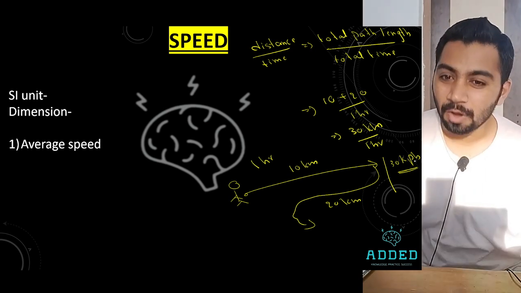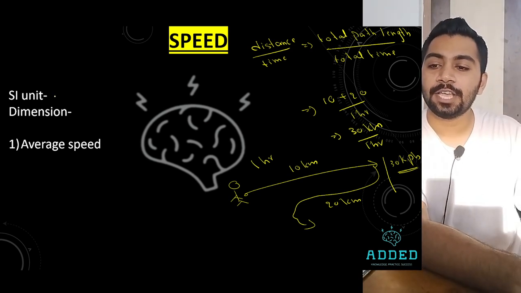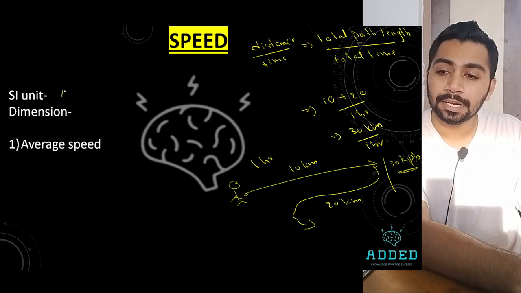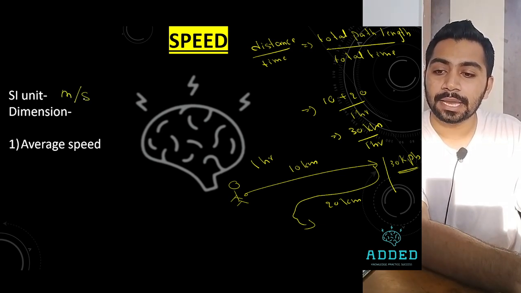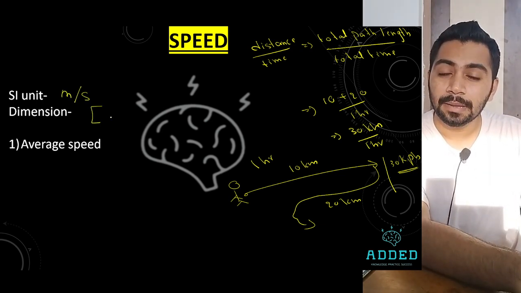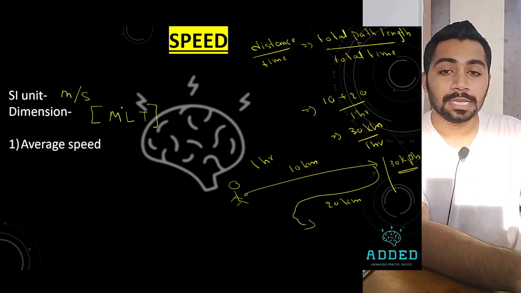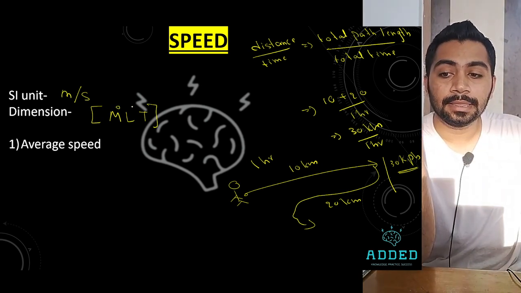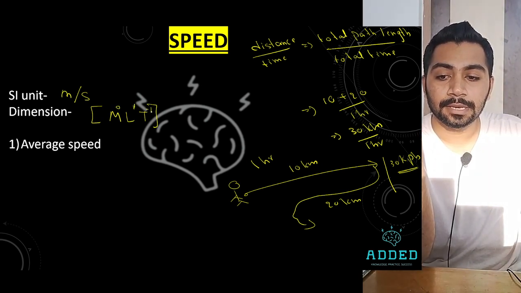Very simple. Okay. Now SI unit, very simple. Distance in meter divided by time in second. Dimension, very simple. Meter, dimension MLT, right? Now mass, there is no mass. Length is there. Time is there.